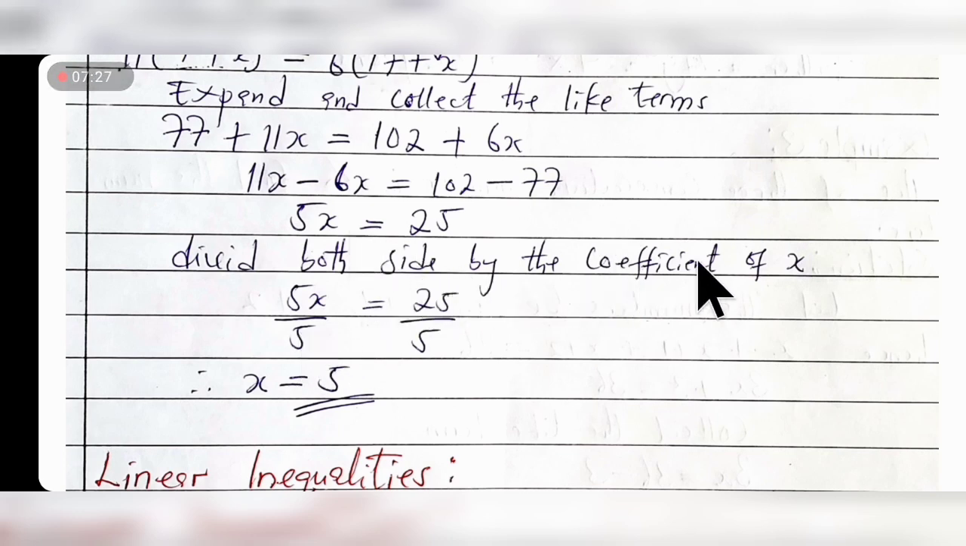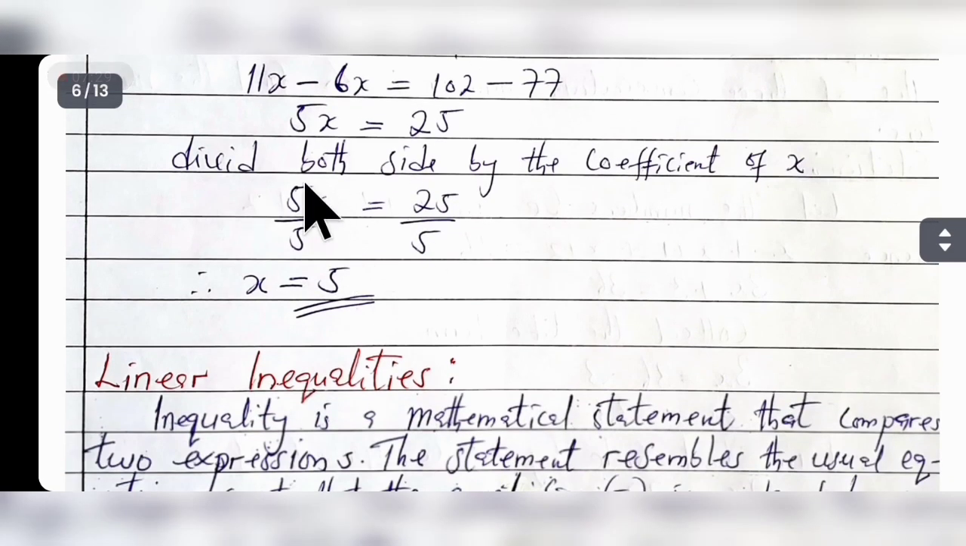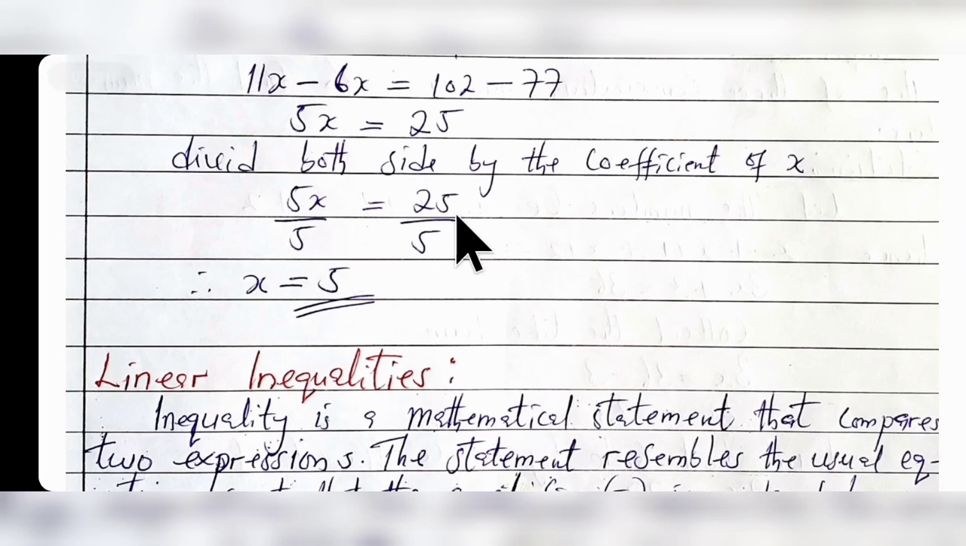So divide both sides by the coefficient of x. You discover that 5x over 5 is equal to 25 over 5. 5 cancels 5, and x is equal to 25 divided by 5, which is 5.